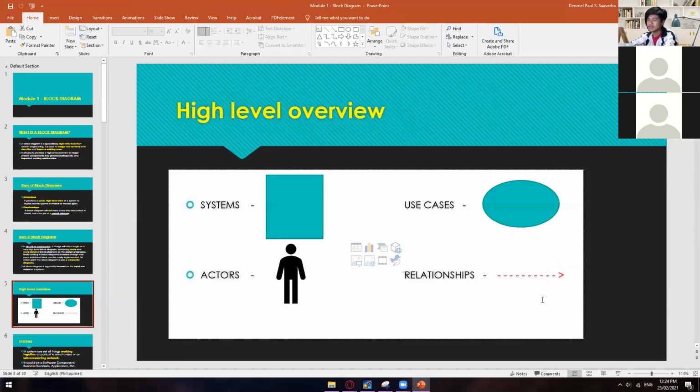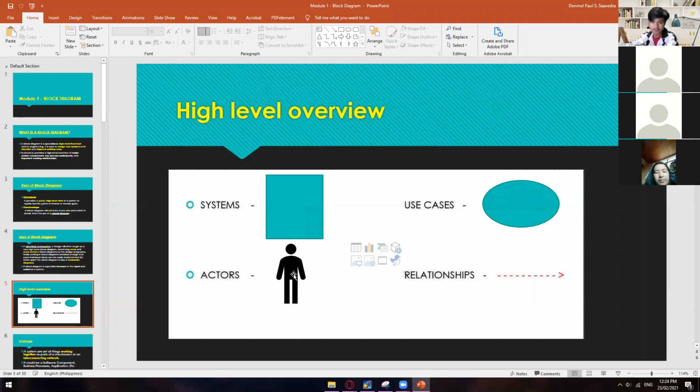Here are the things that you need to know when it comes to deciding a high level overview. We only have four. Actually, there should be five or six, but I didn't include those since you can actually do without them. So in this block diagram, we have here the system, which is represented by a square or rectangle. This one is already considered a block diagram. We don't know what's inside of this system as long as it has an input and an output. This is already a high level overview of a block diagram.